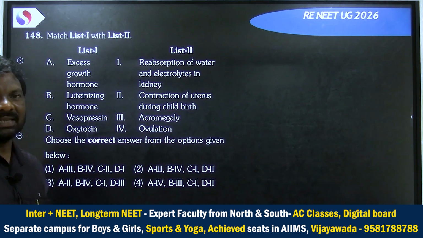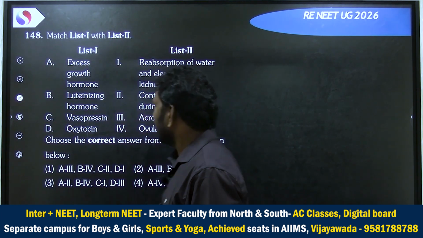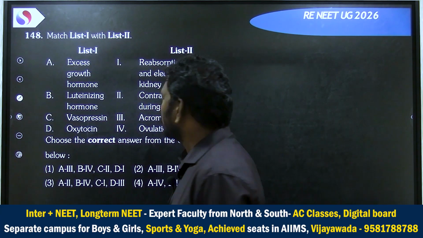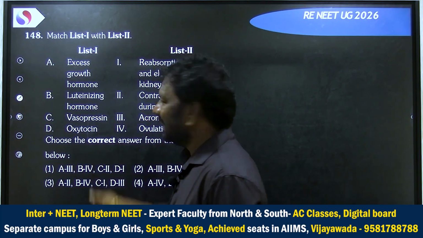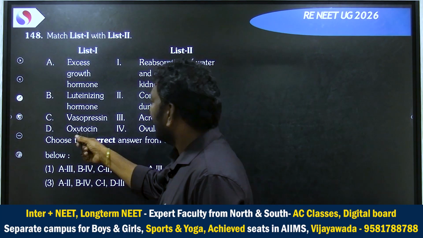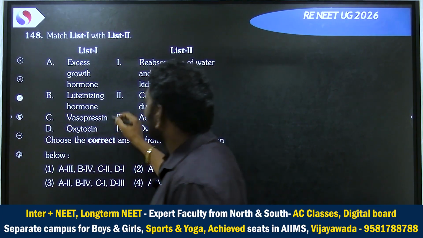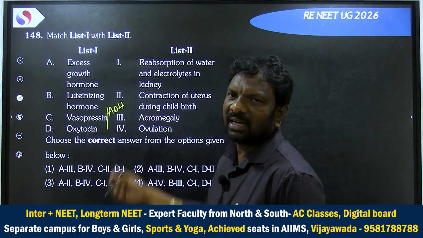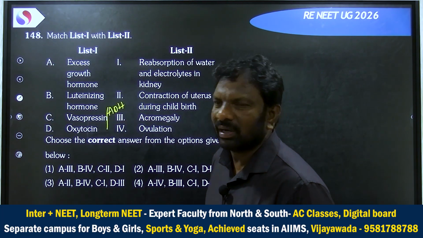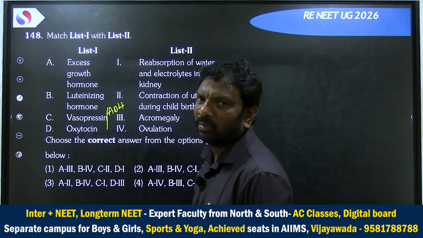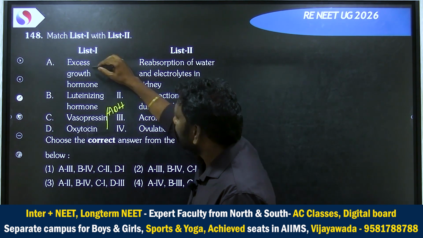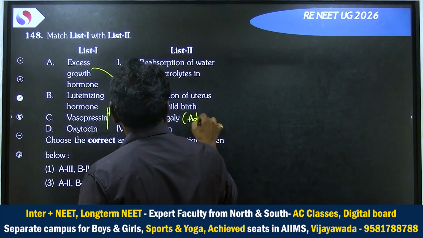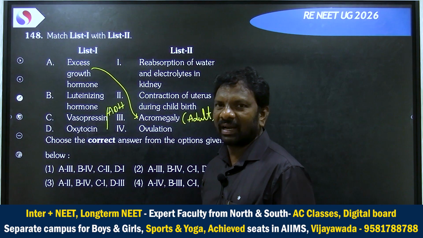Then after, 148. Match list 1 and list 2. So look at the screen. First one is list 1. A, excessive growth hormone. B, luteinizing hormone. C, vasopressin. D, oxytocin. Vasopressin's other name is ADH. Oxytocin is a child delivery hormone and milk ejecting hormone. I think you know very well about excessive growth hormone. If excessive growth hormone is secreted during the adult stage, that is called acromegaly.